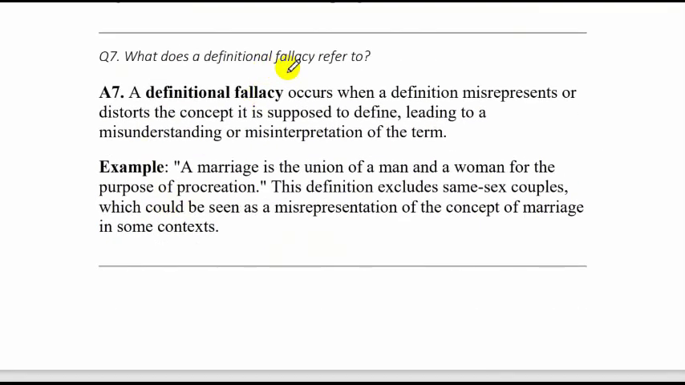What does a definitional fallacy refer to? A definitional fallacy occurs when a definition misrepresents or distorts the concept it is supposed to define, leading to a misunderstanding or misinterpretation of the term. Example: a marriage is the union of a man and a woman for the purpose of procreation. This definition excludes same-sex couples, which could be seen as a misrepresentation of the concept of marriage in some contexts.